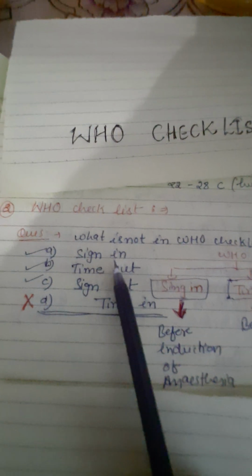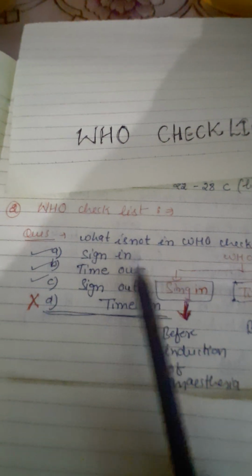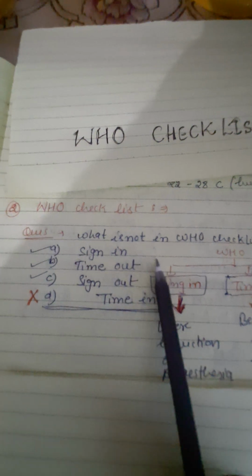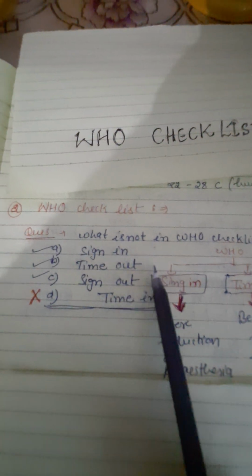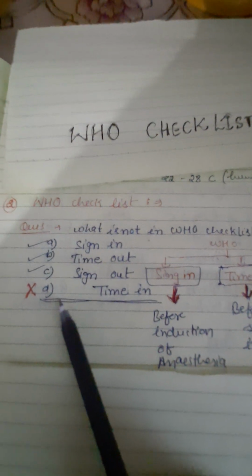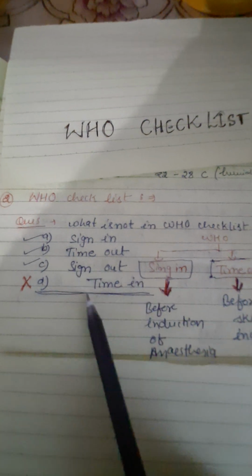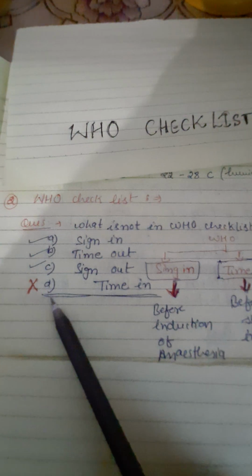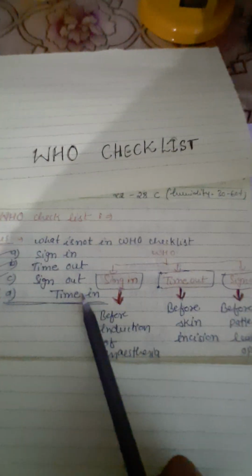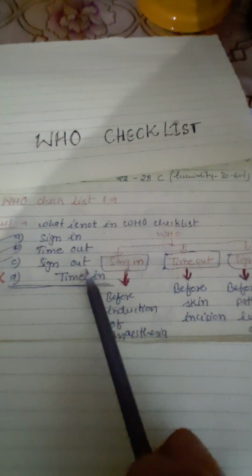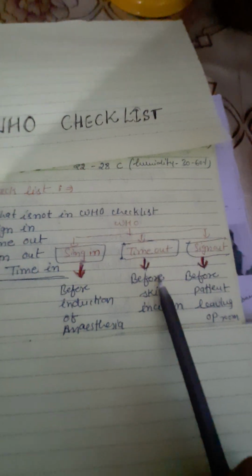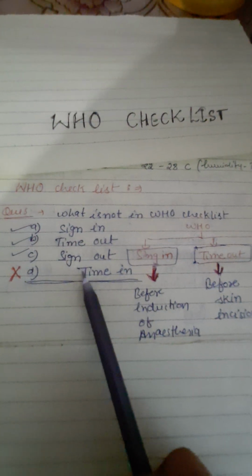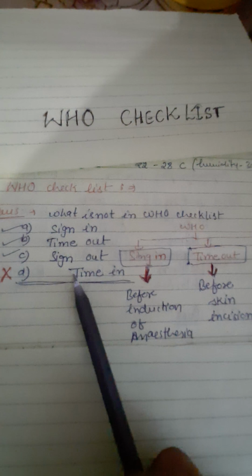Sign in, okay, we saw sign in was there. Time out, yes, time out was there also. Sign out, yes, it was also there. And the last is time in. There is no time in option in the WHO checklist. So this is the wrong one, time in. Like this you have to read each topic very carefully and think how a question can come from that topic. Thank you.